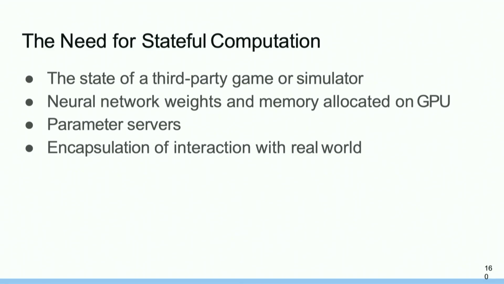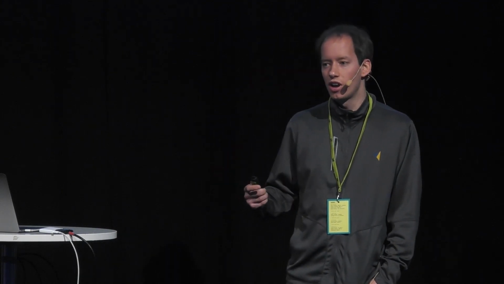But this turns out is not enough. While it's very simple, we often need some sort of state. This could be because we have some third-party simulator, like a game, where we can't easily read out the state, but we need to keep it around. This could be something like a neural network, which we need to update. Or it could be something like a parameter server, which accumulates updates from the reinforcement learning or supervised learning workload. And also, we can use the state to encapsulate interactions with the real world. The real world is sort of like state that moves along.